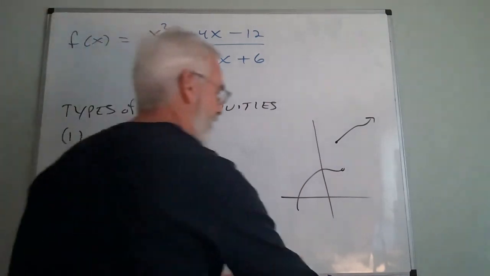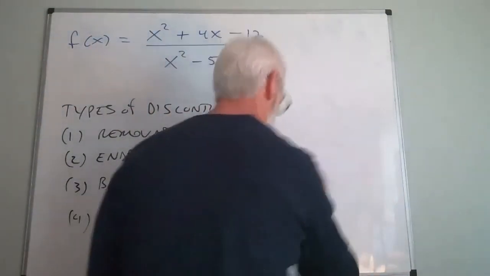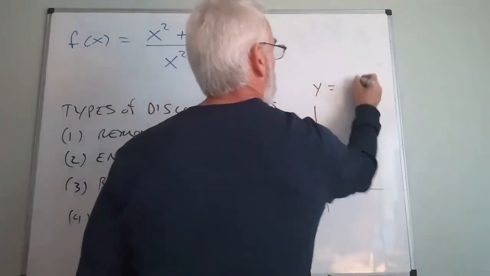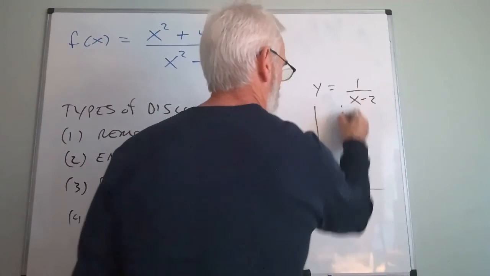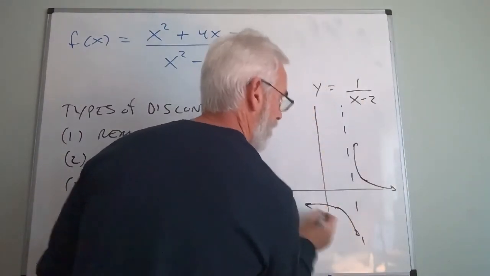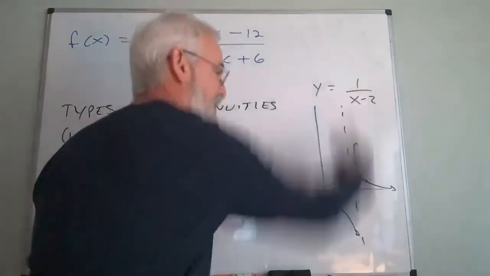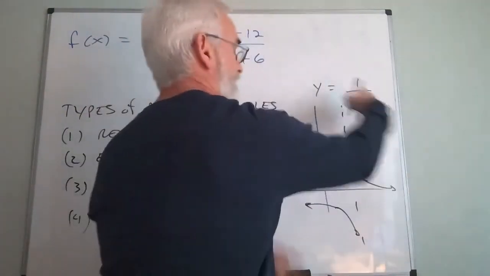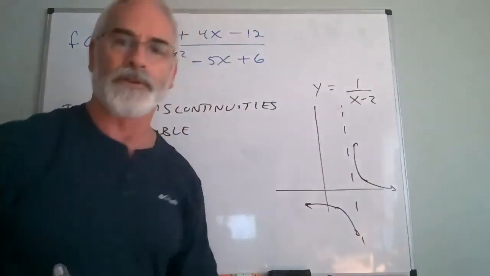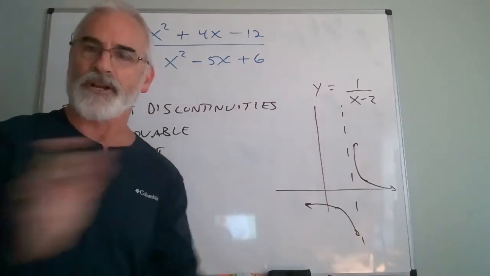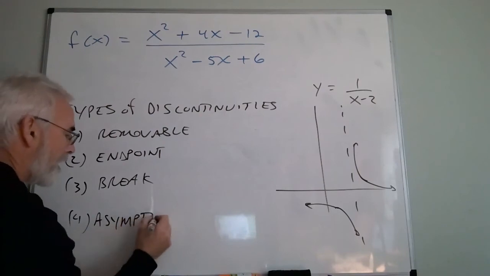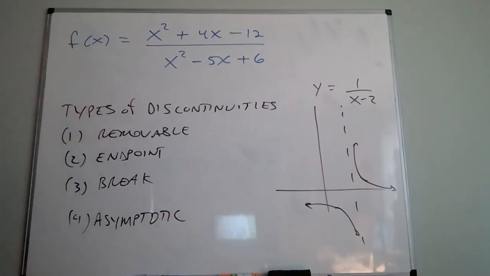Okay, and then the last one, maybe the coolest one of all. I have a vertical asymptote. I'm not continuous here at x equal 2. I'm not only not defined at x equal 2, I'm not continuous. In fact, whoa, there's a chasm there that I cannot cross. So the last one is called asymptotic. And that means specifically a vertical asymptote.